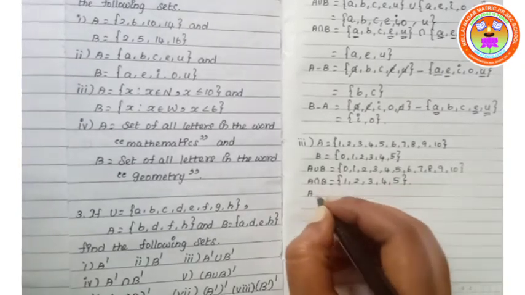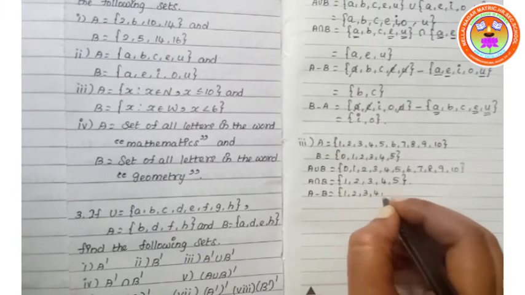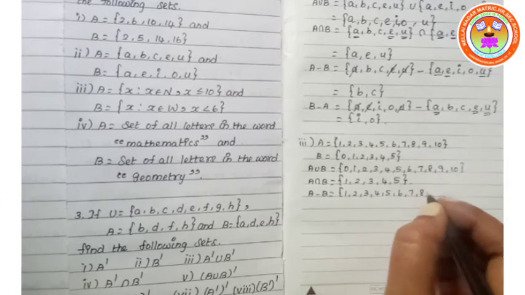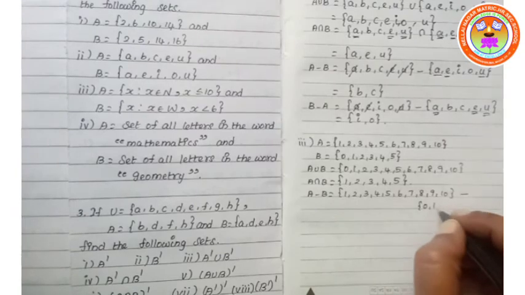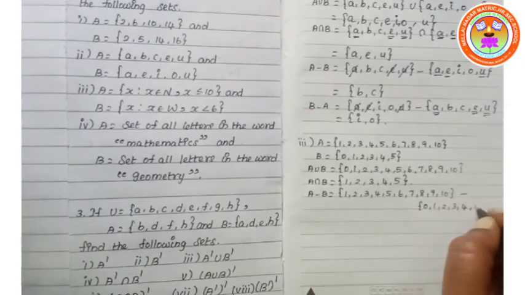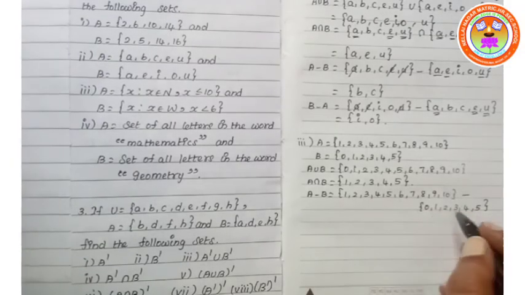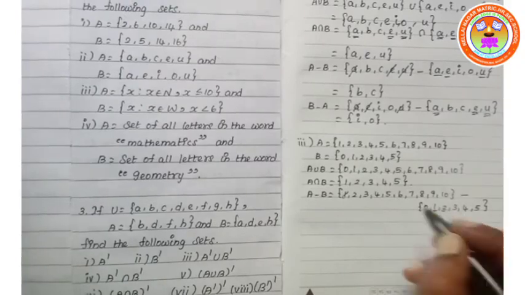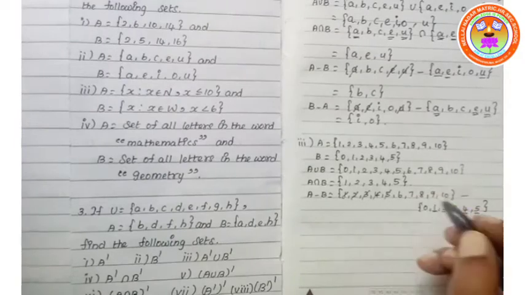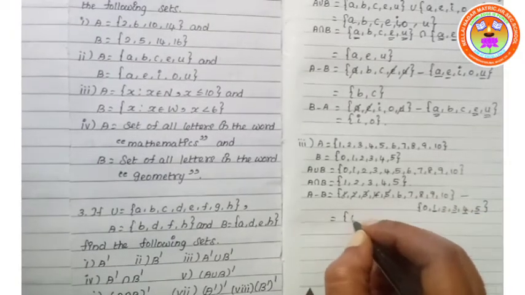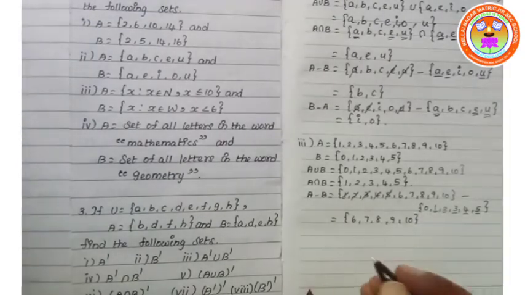Now A difference B. So A is what? 1, 2, 3, 4, 5, 6, 7, 8, 9, 10 minus what is B? 0, 1, 2, 3, 4, 5. So common elements should be eliminated from the first set. So 1, 2, 3, 4, 5. So what are the remaining elements in the first set? 6, 7, 8, 9, 10. So this is the answer for A difference B.